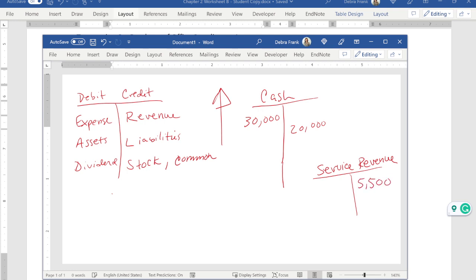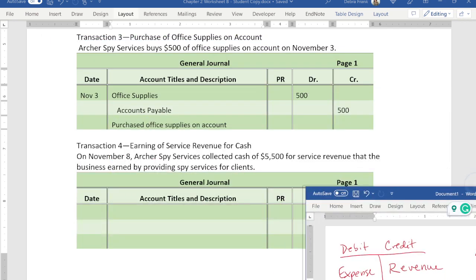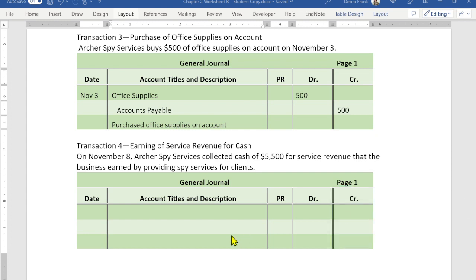All right, and they got cash. They got cash right away from that customer. Awesome. So cash asset increases on the left side, debit side. So there we go. We got a debit for cash and a credit for service revenue. Going quick now.